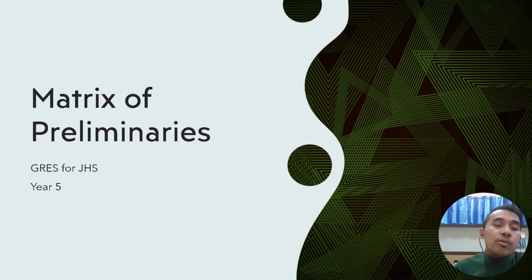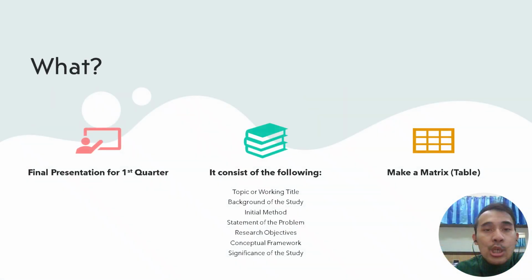In this video, we're going to discuss the Matrix of Preliminaries for JIRS for JHS Year 5. As you can see, the Matrix of Preliminaries is the final presentation for the first quarter for grade 10.